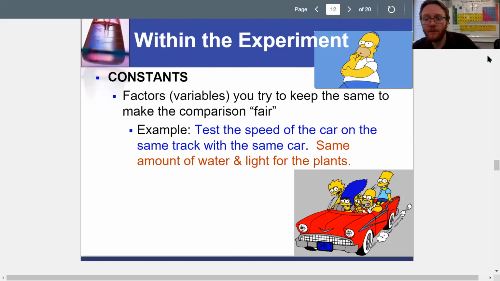And so in the example of the doors in the hallway, maybe you want to close all the doors. Make sure that it's just those two doors that are interacting. You're going to keep every other door closed. You're going to make sure nobody's coming in and out. You're going to open the door the same speed. You're not going to slam it one time and barely close it another. You're just going to test to see whether opening your door or closing your door affects that door down the hallway.